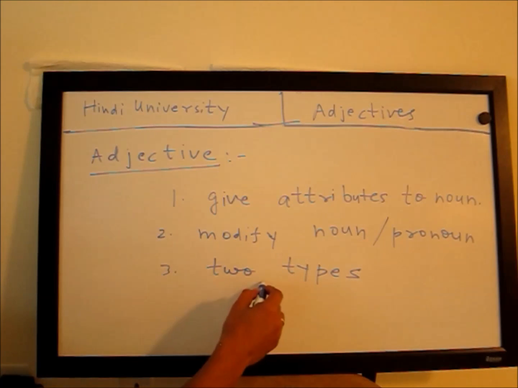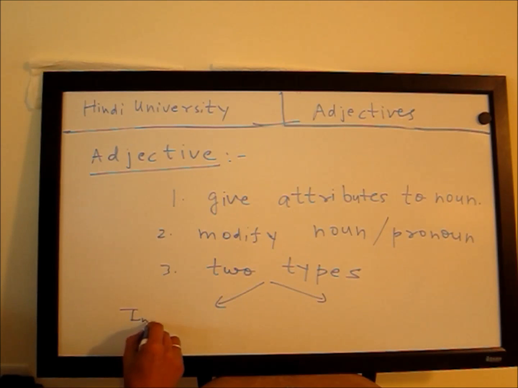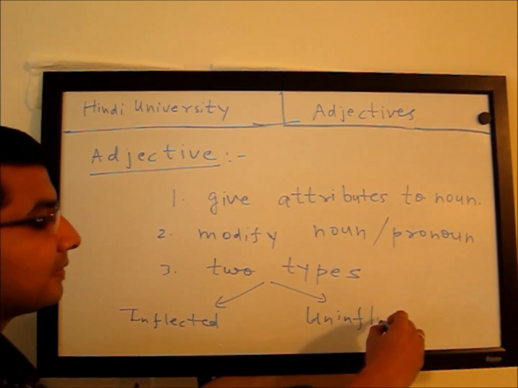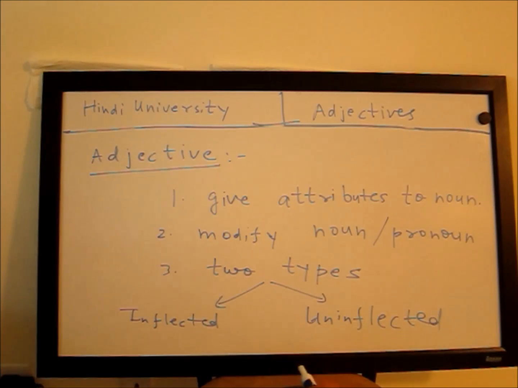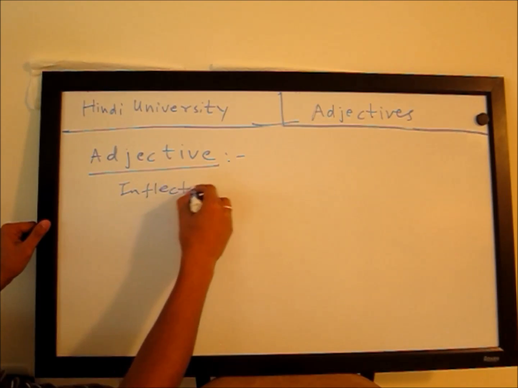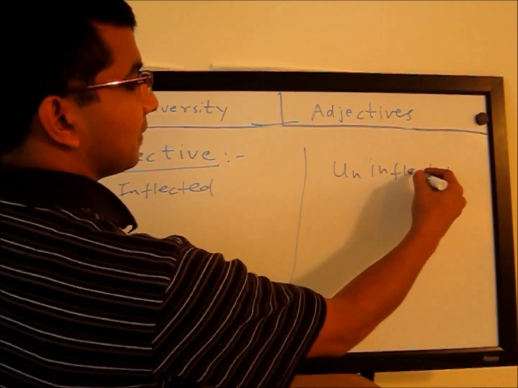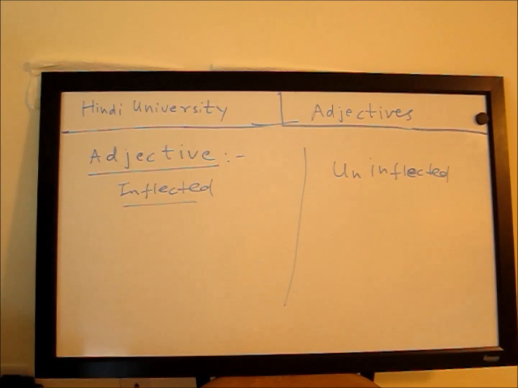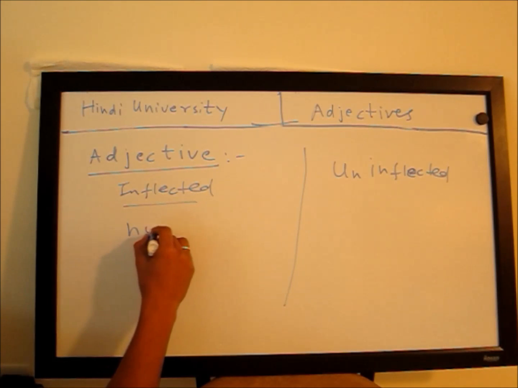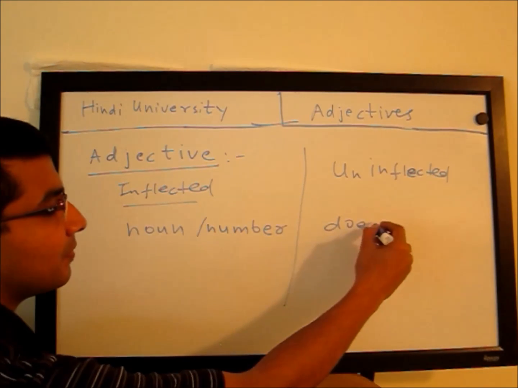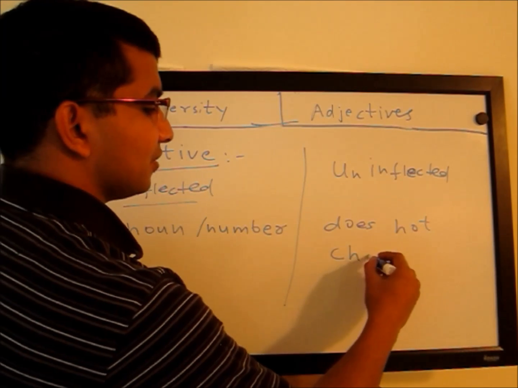There are two types of adjectives in Hindi: inflected and uninflected. Don't worry, the words may sound a little intimidating, but we'll go over what I mean by inflected and uninflected. Inflected adjectives are basically adjectives which change their forms based on the noun and the number, whereas uninflected adjectives do not change form.